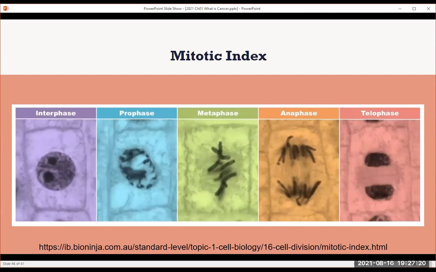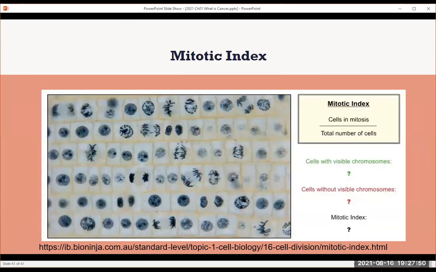So mitotic index, which we mentioned before, has to do with mitosis, what we've talked about in general biology and cell bio. There are various phases: interphase, prophase, metaphase, anaphase, telophase, right? So you go from one cell that has duplicated its genome, and now it's splitting off into two cells, right? So mitotic index can tell us the rate of cell division happening here.